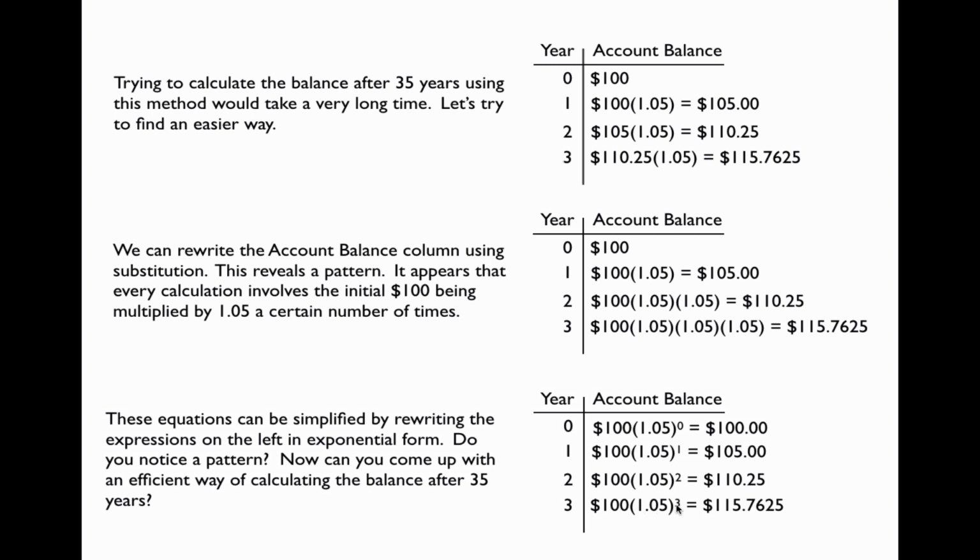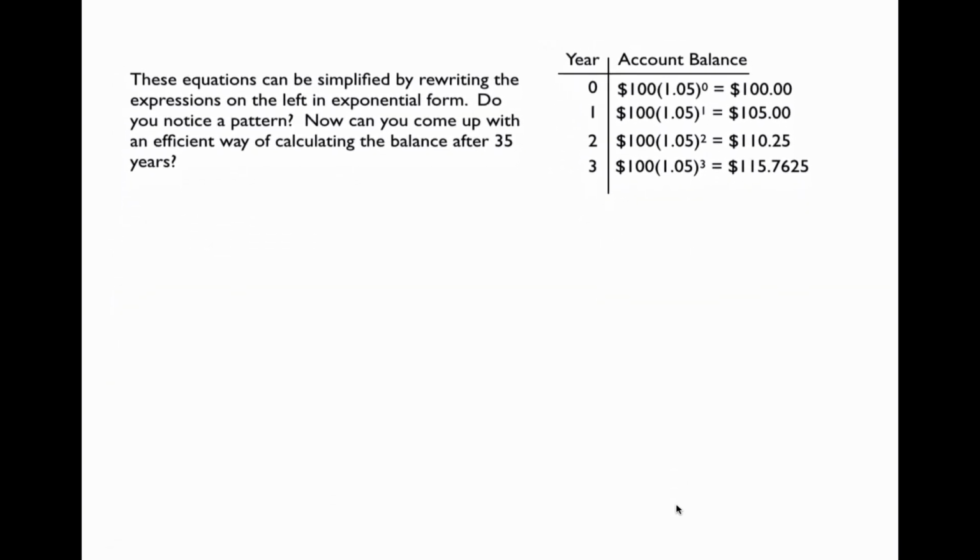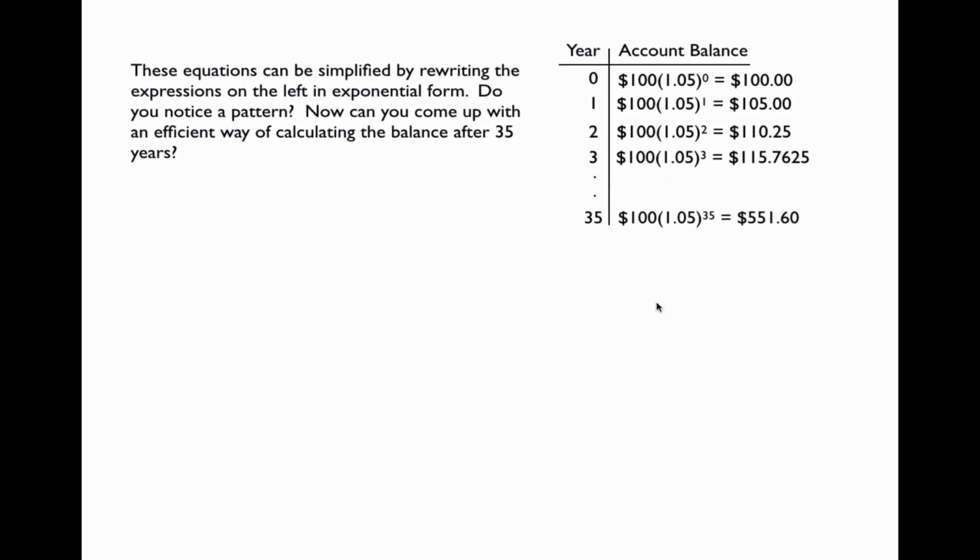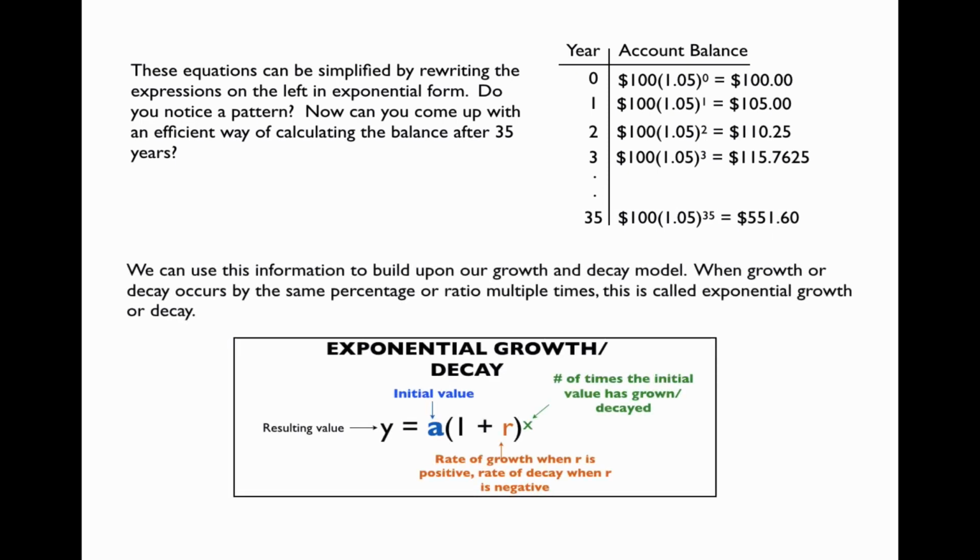And extrapolating this, we can see that to get to the 35th year, we just take the initial balance, $100, and increase it by 5%, or multiply it by 1.05, and we do that 35 times, and that would get us $551.60. And from this, we can use this information to build upon our growth and decay model.